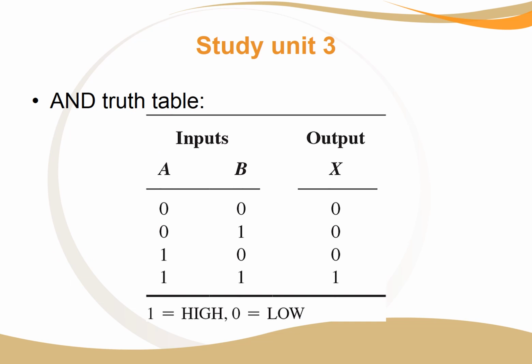Now we are looking at the truth table for the AND gate for the inputs A and B. You see we've written the binary here, where 1 is equal to high and 0 is equal to low, and only when both inputs are high would the output be high.